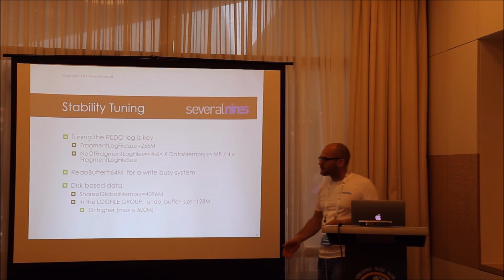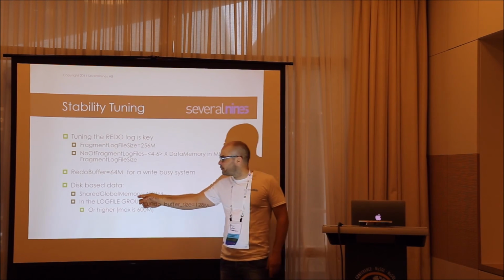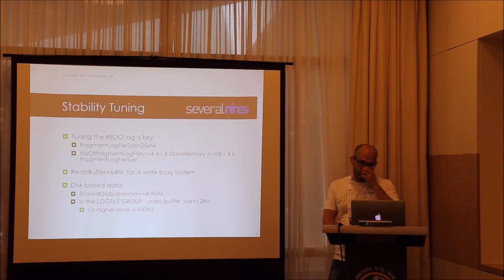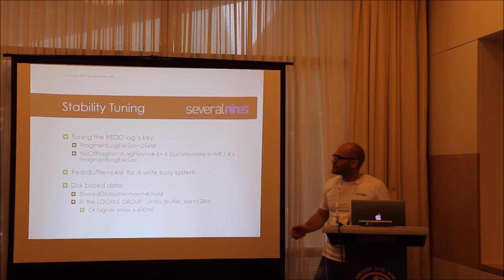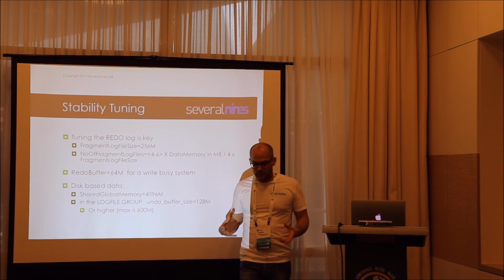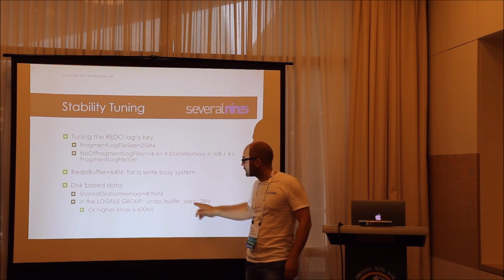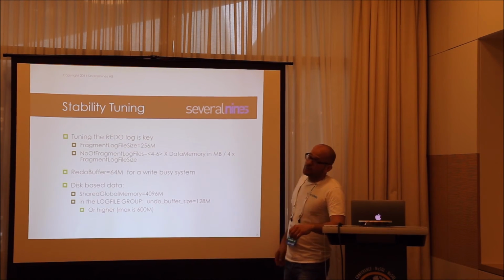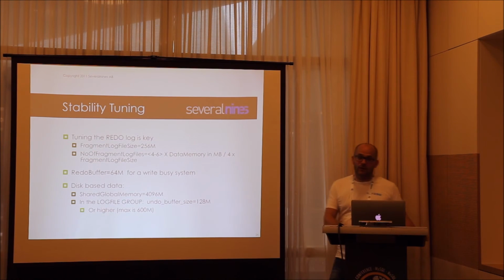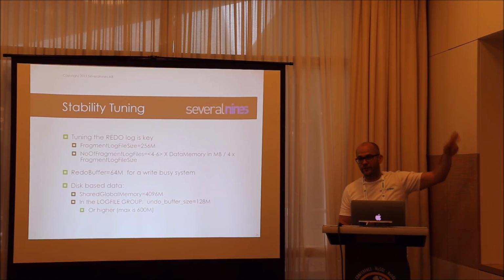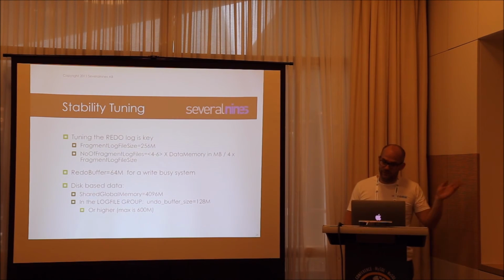If you're using disk-based data, then there's a very important thing to set up a shared global memory area that is quite big. When you're creating a log file group for the disk data tables, set a big undo buffer size from the beginning, because it's impossible to resize it afterwards without having to drop the table spaces, drop the log file group, and then recreate.